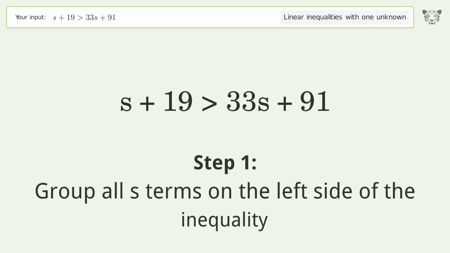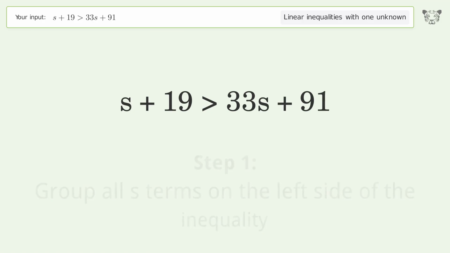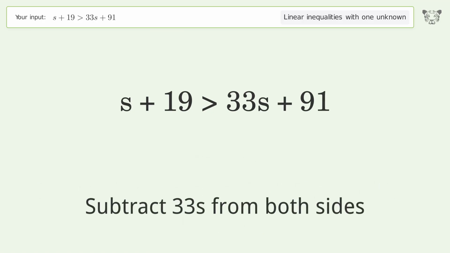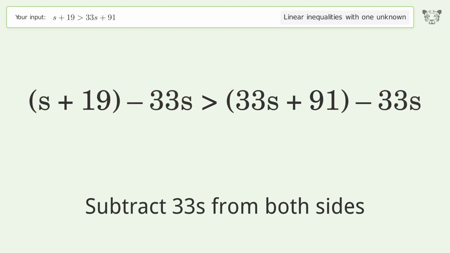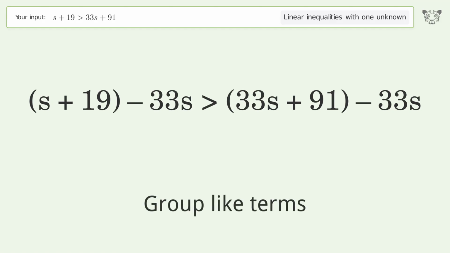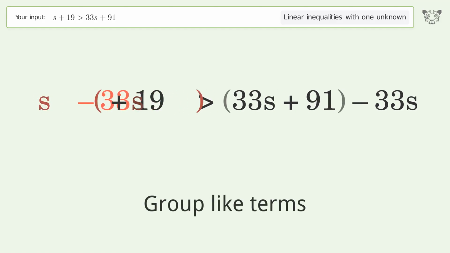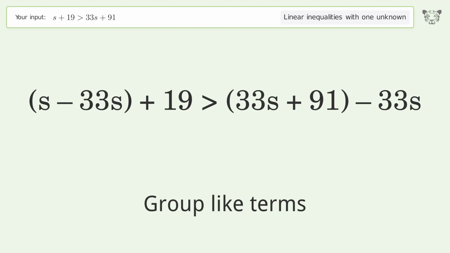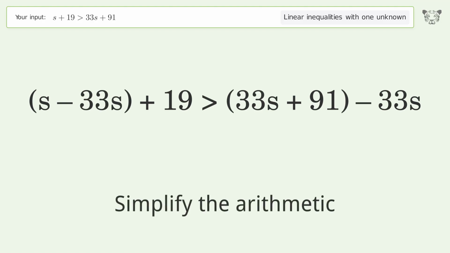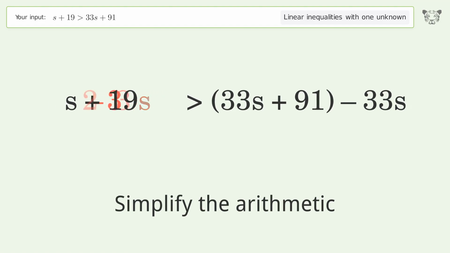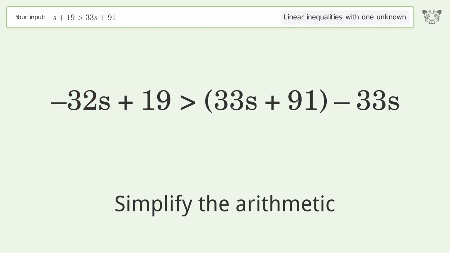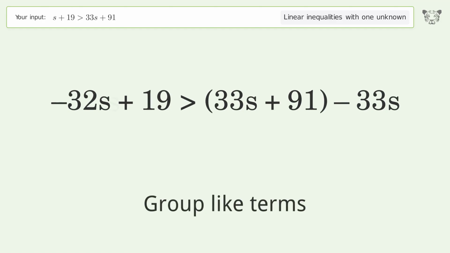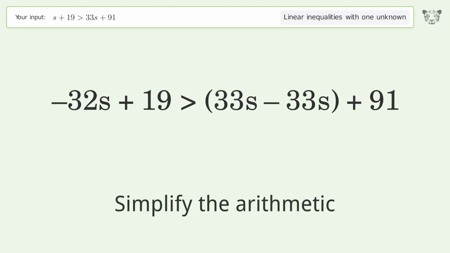Group all s terms on the left side of the inequality. Subtract 33s from both sides. Group like terms. Simplify the arithmetic. Group like terms. Simplify the arithmetic.